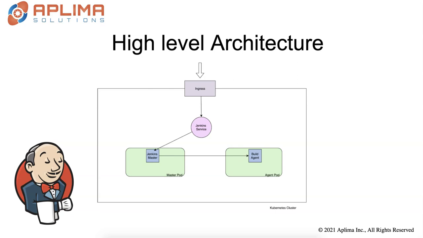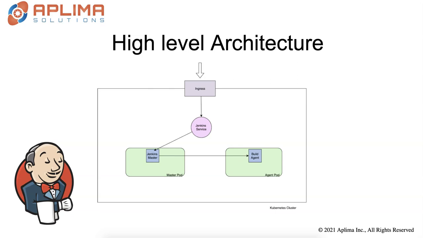A high-level look at our architecture. We're starting with two pods, one for the controller or Jenkins master. This is where the master runs, and one for the agents. This is where the build agents would run. So on top of the pods, there is a Jenkins service object. It's a Kubernetes service object. This will route the traffic to the master.